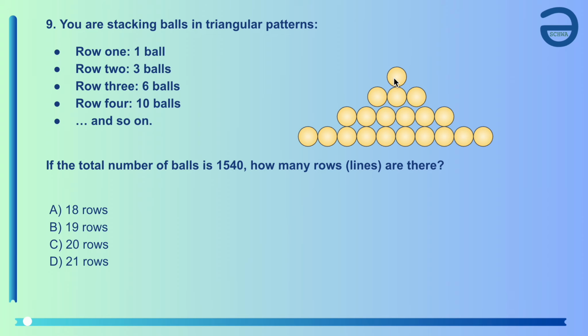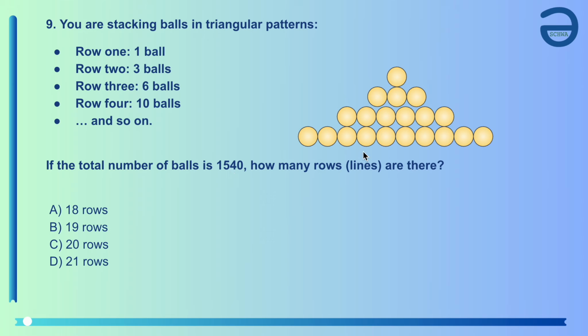So from 1, you added 2 more, you got 3. Then you added 3 more, you got 6. Then you added 4 more and you got 10. And then probably the next line you'd add 5 more to get 15 and so on. So the series looks like 1, 3, 6, 10, 15 and so on until all the balls together give you 1540. That's the total number of balls.